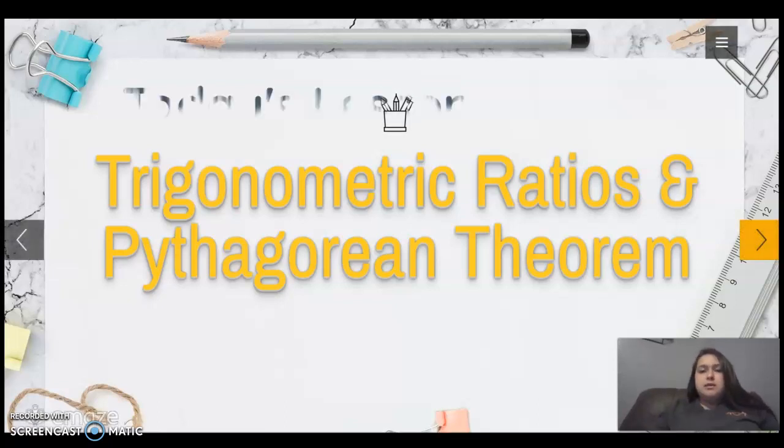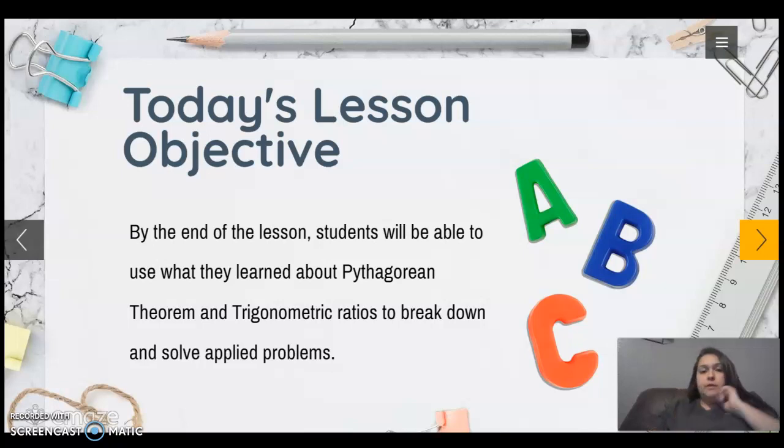So this is a little overview of what we've been learning throughout this week and last week. So today's lesson objective is, by the end of the lesson, students will be able to use what they've learned about the Pythagorean theorem and trigonometric ratios to break down and solve applied problems.